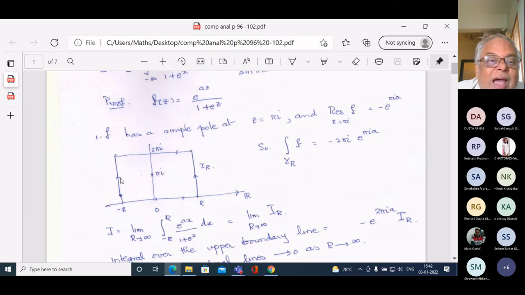I made a mistake here with the arrows. The arrow over the real line is correct. The arrow over the right vertical line is correct. The arrow over the top horizontal line is correct. And the arrow over the left vertical line should be pointing downwards. I made it point upwards, so that is wrong. It should be pointing downwards.